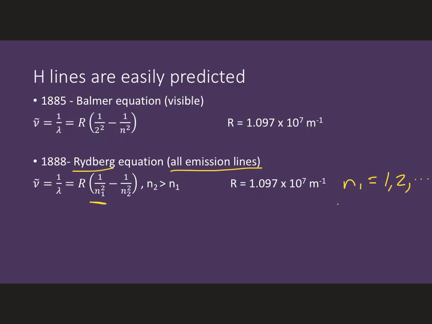Now, n2 is also an integer, but it's slightly different. It has to be greater than whatever number you have for n1. So if you start with n1 as 1, the lowest n2 would be 2. If you started, for example, with n1 equals 2, then n2 could be 3 or higher.